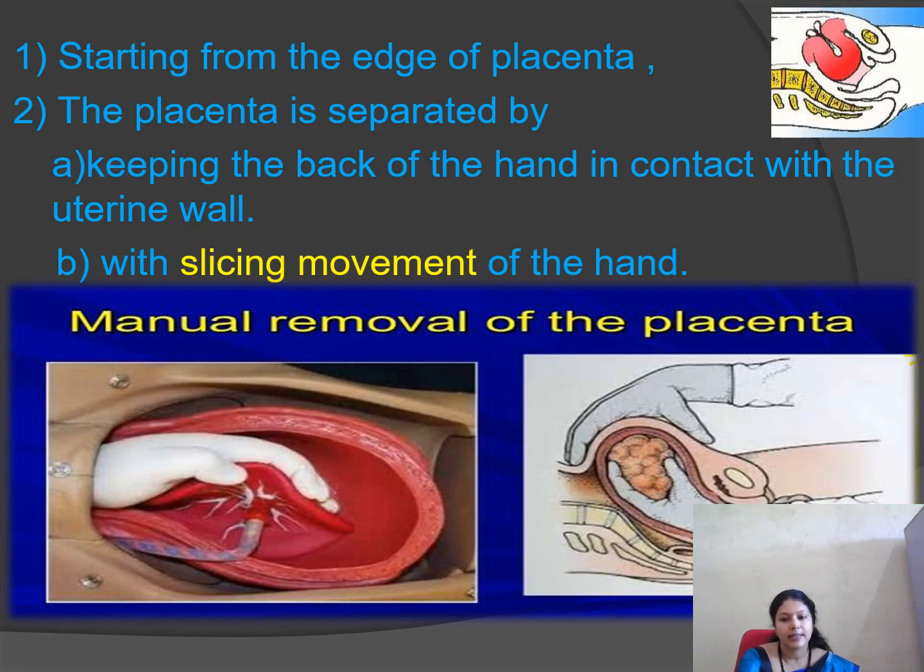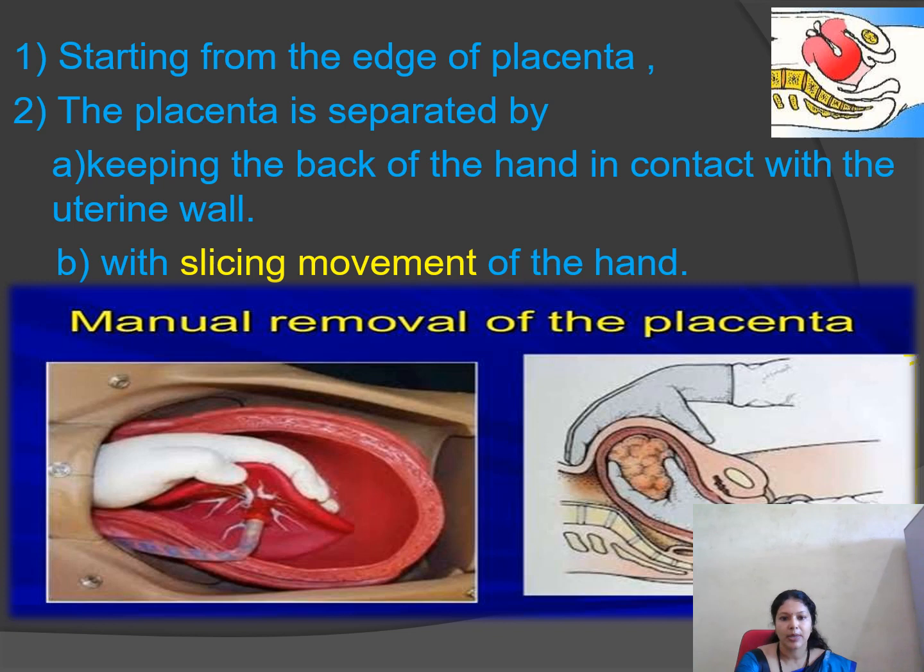And if the placenta is not separated, I told you that after replacing the uterus, you should go for the separation of the placenta. How to do that: the examiner should insert one hand into the uterus through the sides of the placenta. See, through the sides of the placenta, the fingers you can insert like this. This is the placenta. The placenta was attached here. And by the slicing movement of the hand, you can separate the placenta.